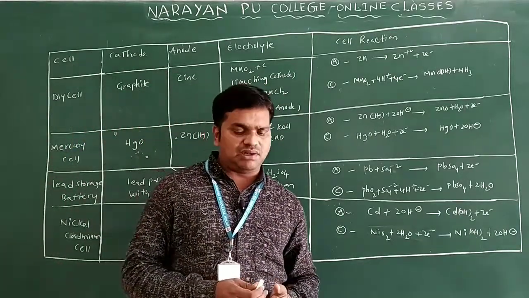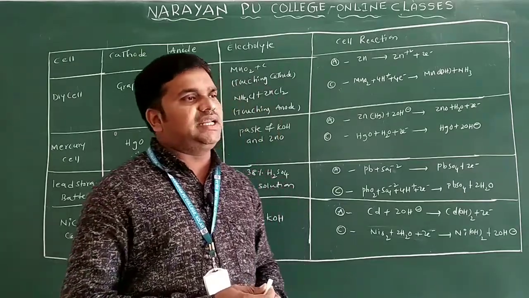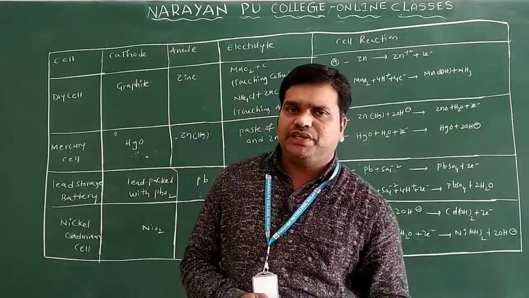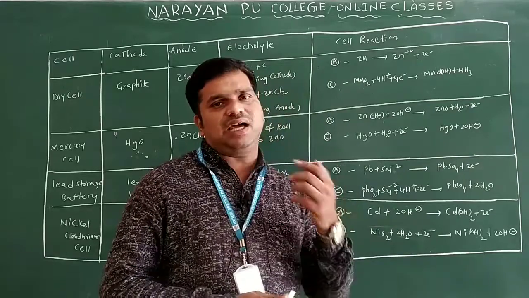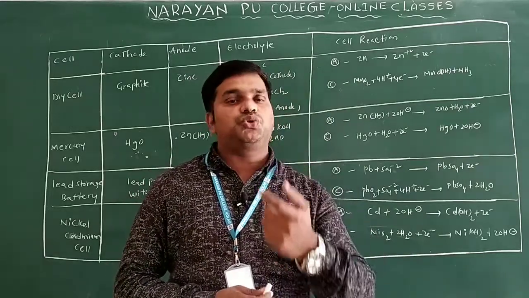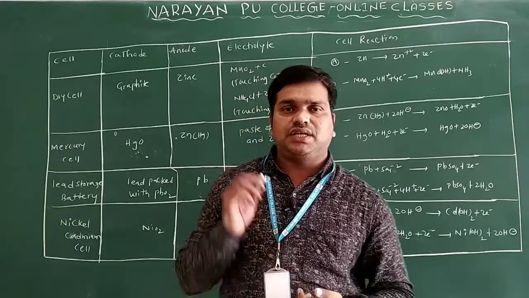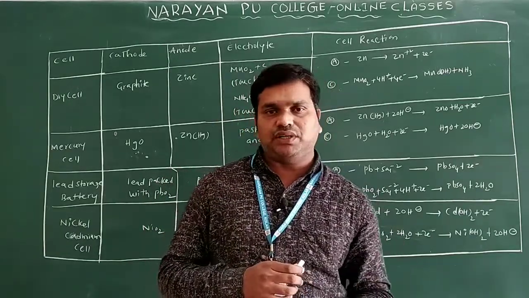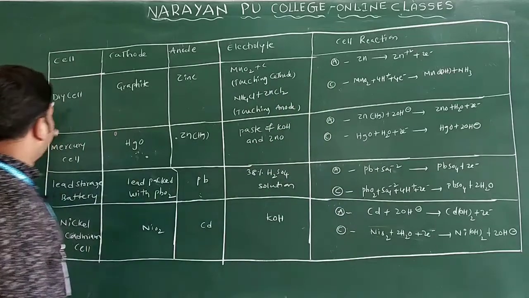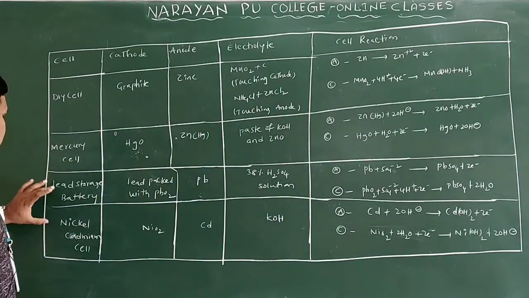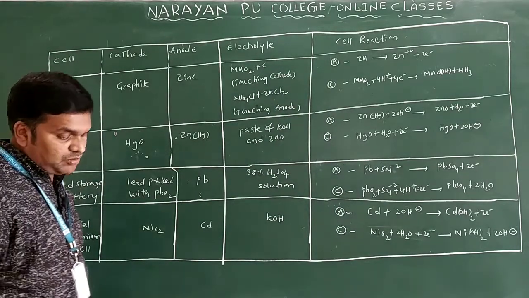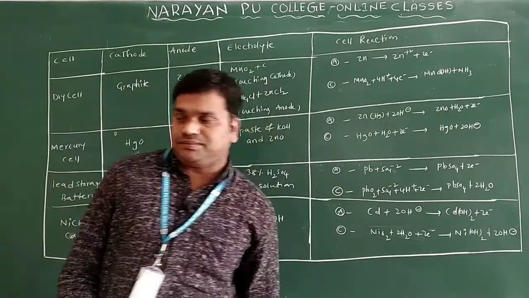So this table is very important. Mainly in the board exams they ask for the anode reaction and cathode reaction. Sometimes in objective exams they ask which electrolyte solution is used, or which one is used as the cathode and which as the anode. Clear? So this is regarding primary cells and secondary cells. The dry cell and mercury cell are examples of primary cells. The lead storage battery and nickel cadmium cell are examples of secondary cells.